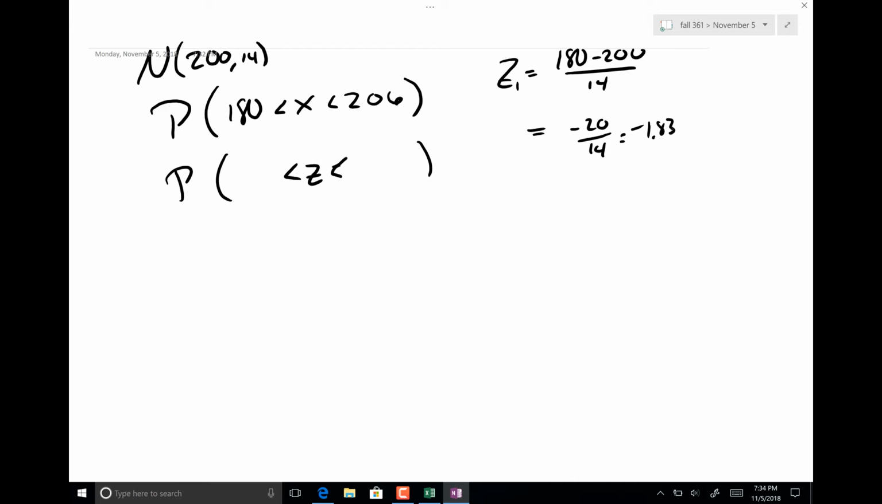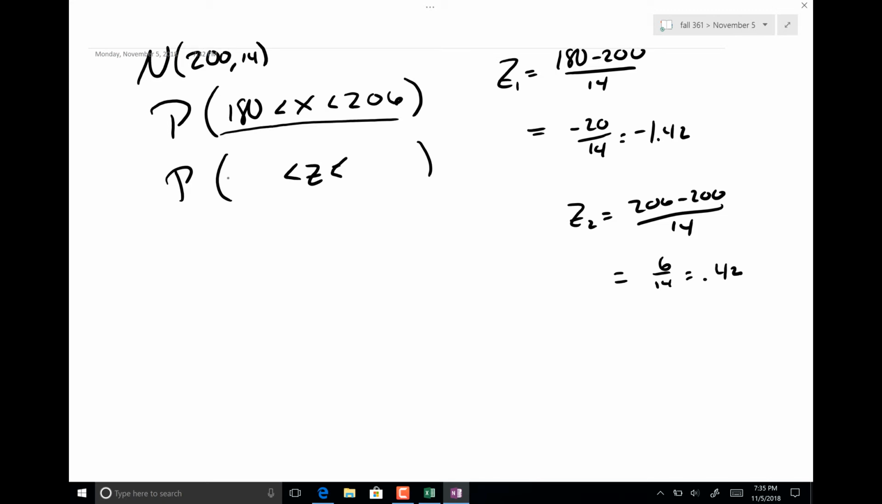1.87. 1.86? Did I suck at math? Oh, I was thinking divide by 7, not divide by 14. Gotcha. Negative 1.42. Yeah, I'll buy that. Sorry, I think I was dividing by 7. And Z2 would be equal to 206 minus 200 divided by 14, which is 6/14, which is 0.42. Nice. So this statement here is equivalent to this statement here.